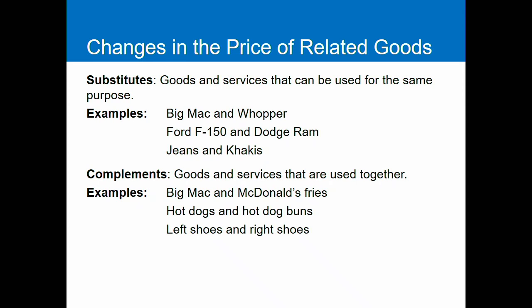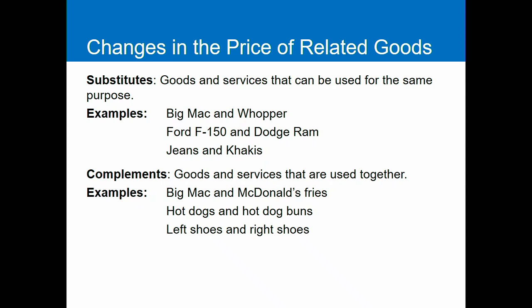All right. So the next is the changes in the price of related goods. And there's two types of goods here to talk about. The first is substitutes, and the second is complements. So substitutes are goods and services that can be used for the same purpose.